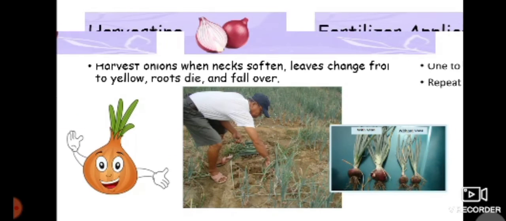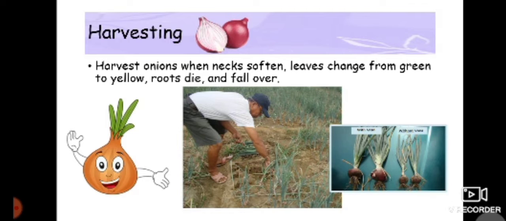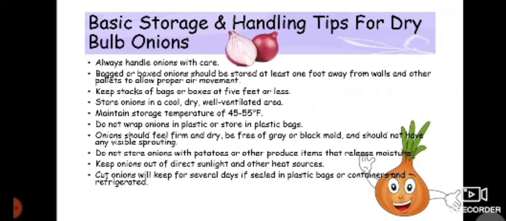Next is harvesting. Harvest onions when the necks soften, leaves change from green to yellow, and roots die and fall over. Selective harvesting is suggested to avoid rapid deterioration of immature bulbs, which may in turn cause deterioration of older, more matured bulbs. Last, the basic storage and handling tips for dry bulb onions.